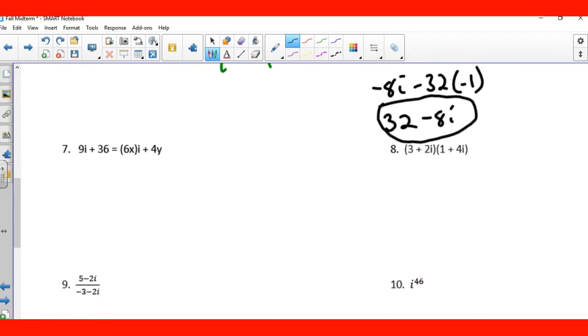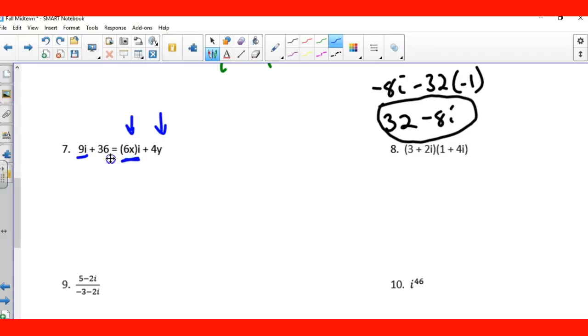All right, right here, we need to solve this for the missing variables. If you look, we have the missing variable x, and we have the missing variable y, okay? The thing I want you to do when setting this up is, you see how this is 9i? Where on the right side do you see an i? All right, if you look, you have an i right here.